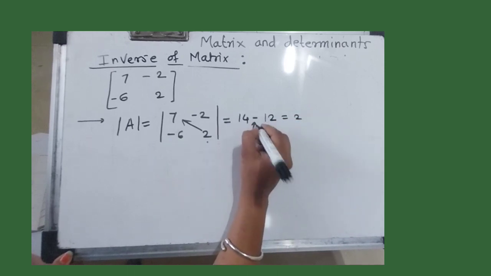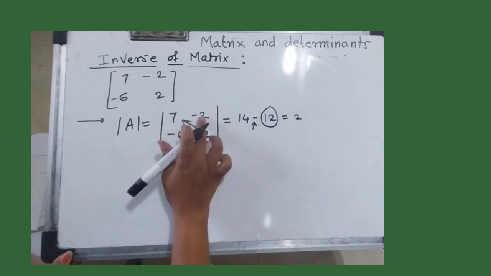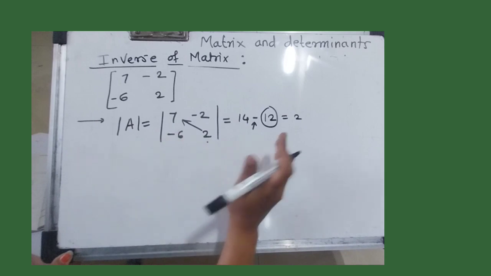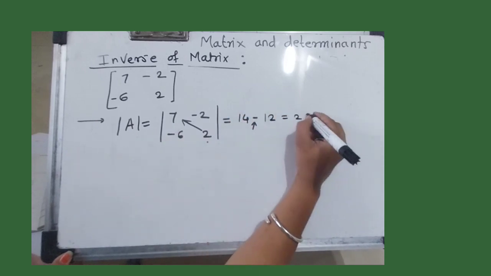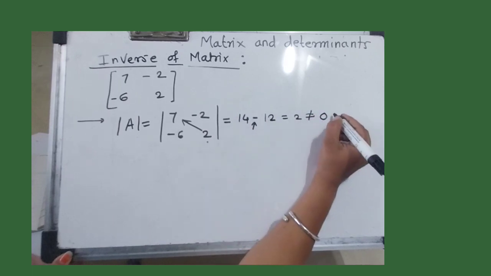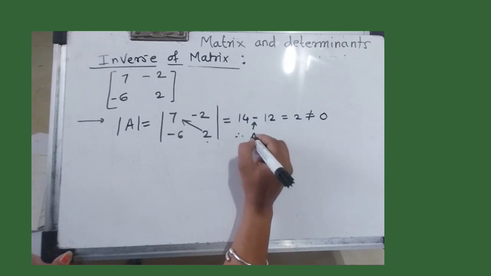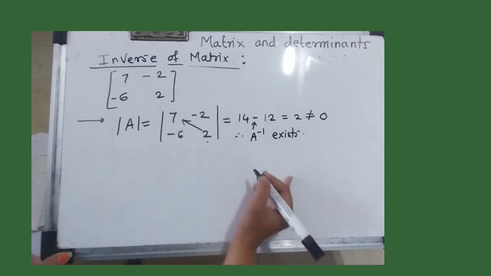This sign is in the formula. And 12 is the product of minus 2 and minus 6. Getting or not? So the answer is 2. So 2 is not equal to 0. Therefore A inverse exists.